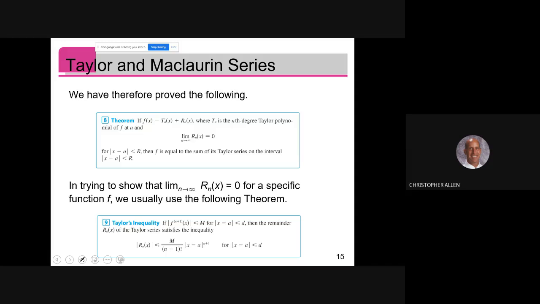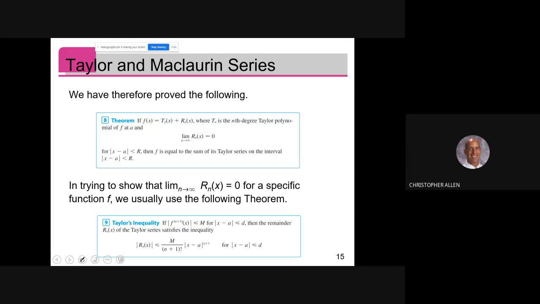Theorem 8 says, if the limit of the remainder function as n goes to infinity is equal to 0, well, that's kind of like that limit definition. Remember we talked about the limit definition of a derivative and the limit definition of an integral? This is kind of like that same thing. So we've kind of got this, the distance from x minus a has to be less than the remainder.